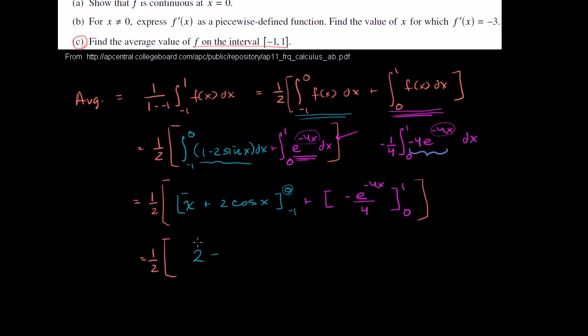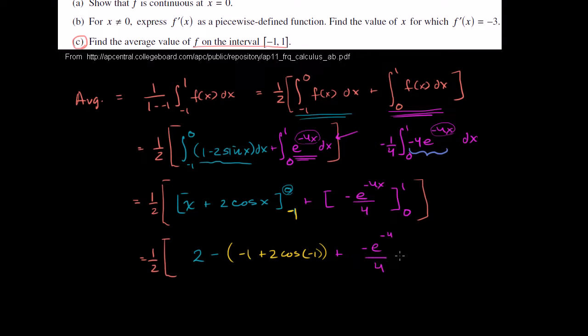And then from that, we want to subtract whatever we get when we evaluate it at -1. We want to subtract -1 plus 2 cosine of -1. So this whole thing right over here evaluates to this whole thing right over there. And then we have plus, we want to evaluate this at 1. So this gives us negative e to the -4, because negative 4x when x is 1 is -4, over 4.